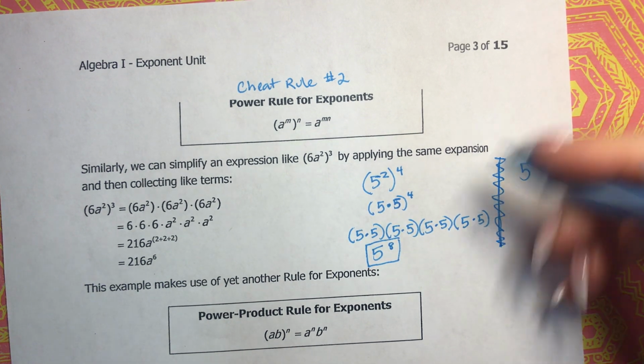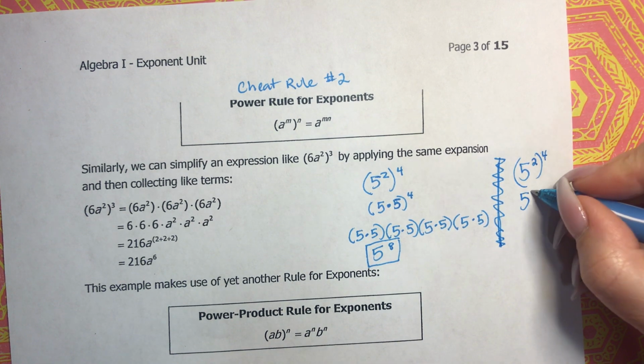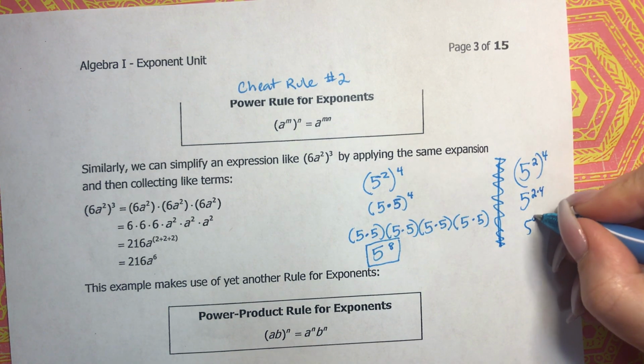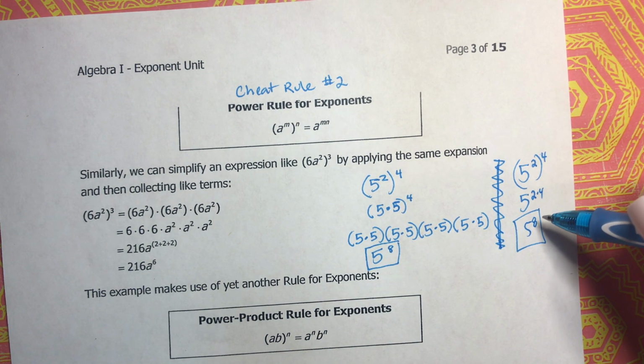The base is 5. Okay, so then the cheat rule would just be 5 to the 2 times 4, which is 5 to the 8th power. Boom! I know, this is so much easier.